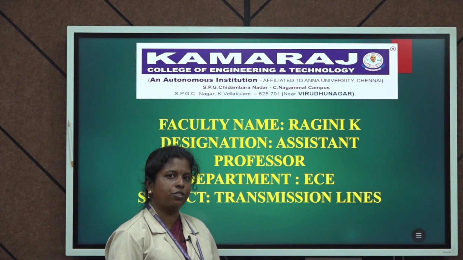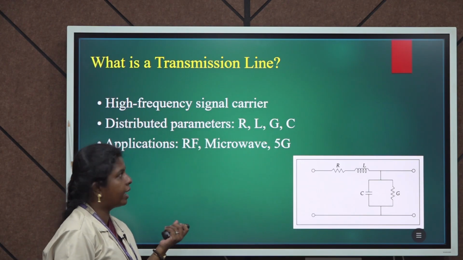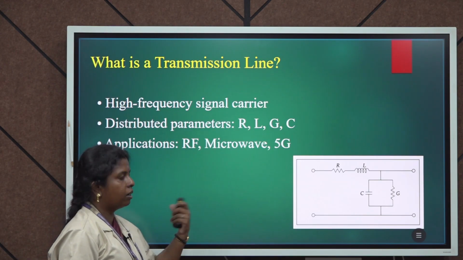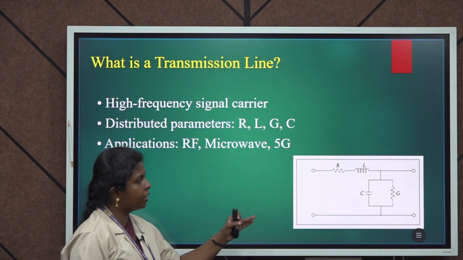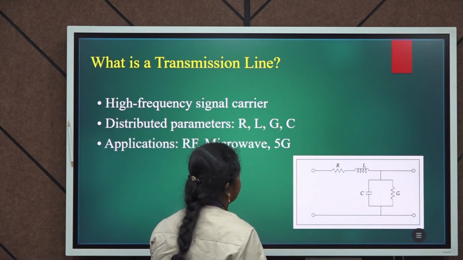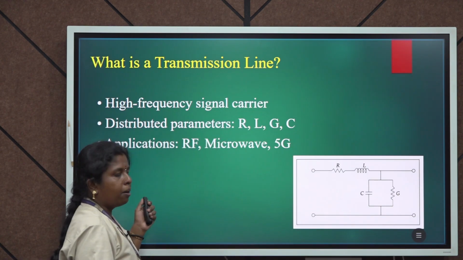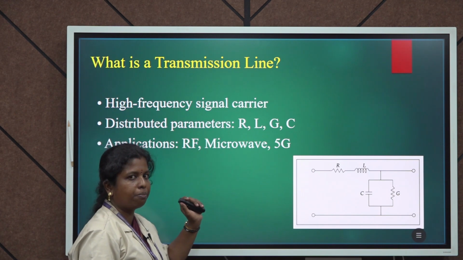Today's topic is transmission lines and transmission line theory. A transmission line is necessary. It is a high frequency signal carrier and it is analyzed by using distributed parameters like resistor, inductor, capacitor and conductor, and we can apply these transmission line concepts in RF, microwave and 5G communications.